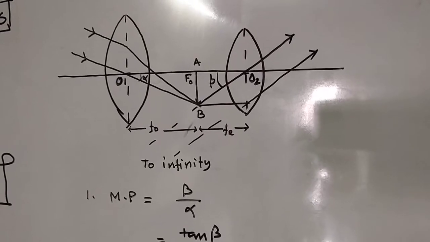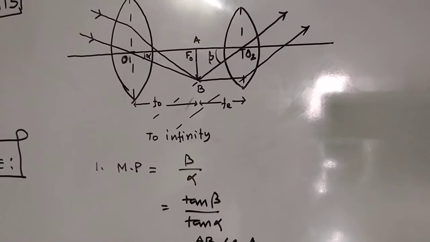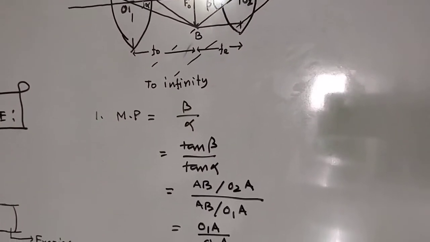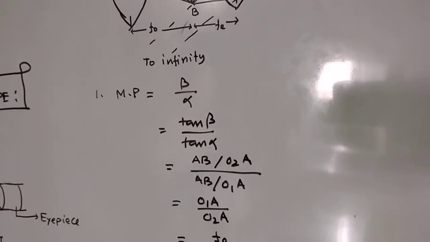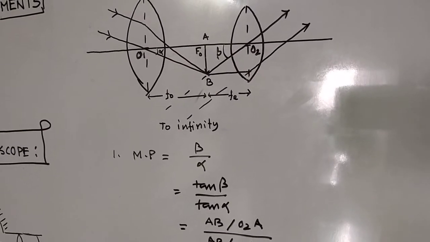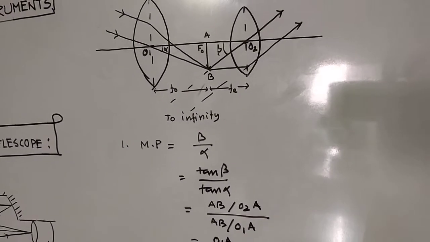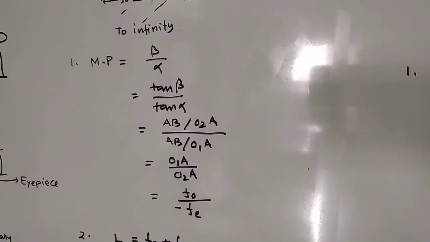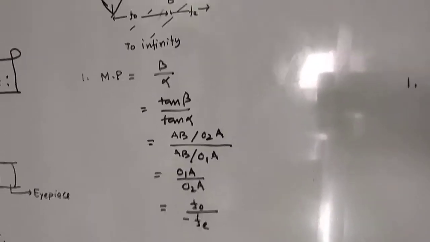So the magnifying power is again beta by alpha, that is AB by O2A divided by AB by O1A. So O1A by O2A, where O1A is nothing but F naught, and O2A is FE with a negative sign, as you are moving against the direction of the arrow. So it is F naught by minus FE. This is the magnifying power for normal adjustment in the case of a telescope.